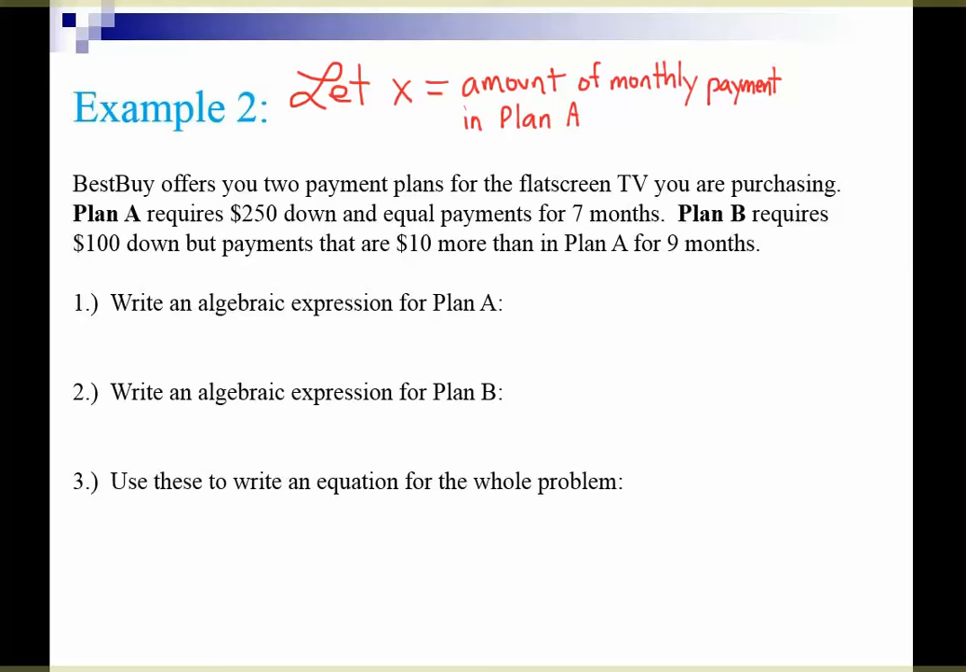So what I want you to do right now is begin the process. Go ahead and reread this if you need to. Write an expression for Plan A, number 1, and number 2, write an expression for Plan B, and then use those to write the equation for this problem. Okay, go ahead and do that on your own. Hit pause now, and then we'll reconvene to see if we come up with the same stuff.